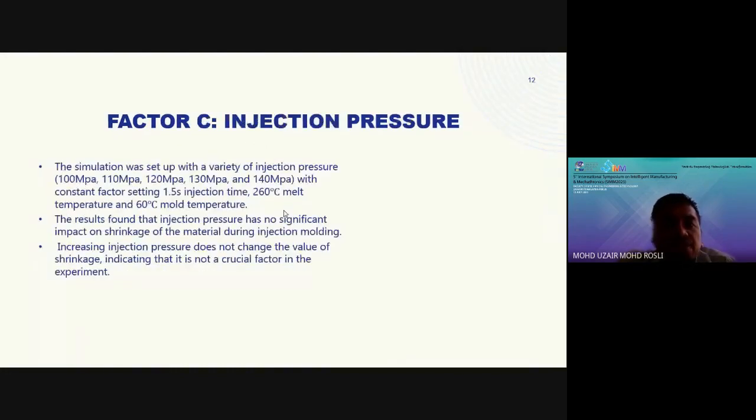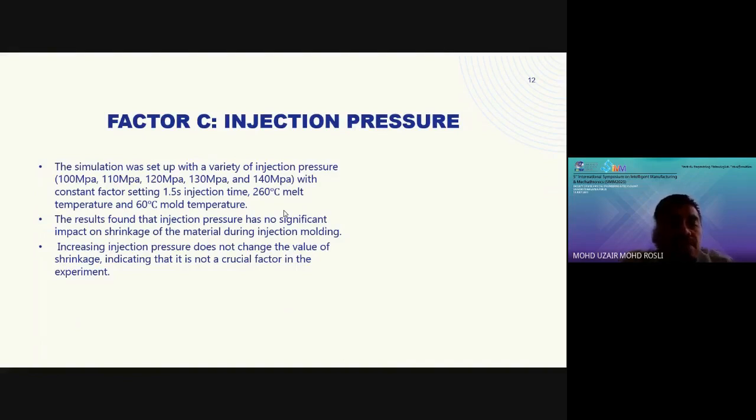Then we move to factor C, injection pressure. The simulation was set up with a variety of injection pressures: 100 megapascal, 110, 130, and 140 megapascal, with constant factor settings of 1.5 second injection time, 260 degree melt temperature, and 60 degree mold temperature.